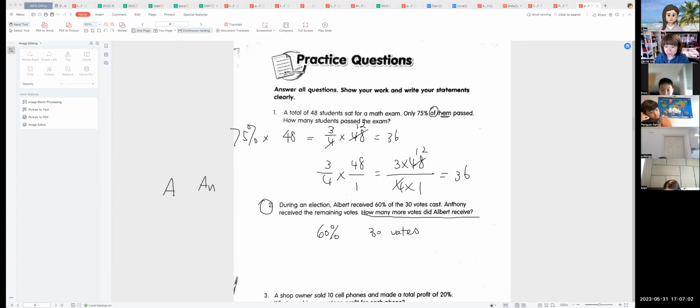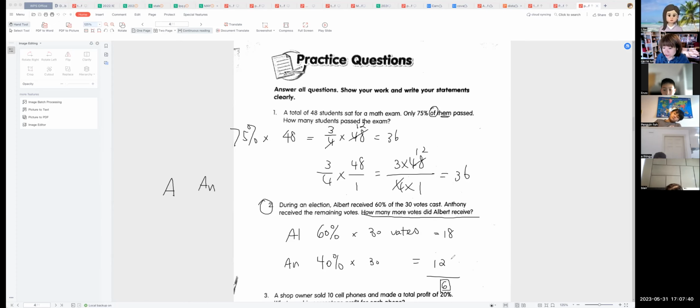And Anthony received the remaining votes. So I want to ask Lilac, if Albert received 60%, what is the percentage Anthony receives? 60%, and very good. I heard Avocado said, though I didn't hear it, but Avocado told me with lip language. It's 40%, of course. So there are two ways of doing that. 60% times 30 equals 18, and 40% times 30 equals 12. So 18 minus 12 equals 6.